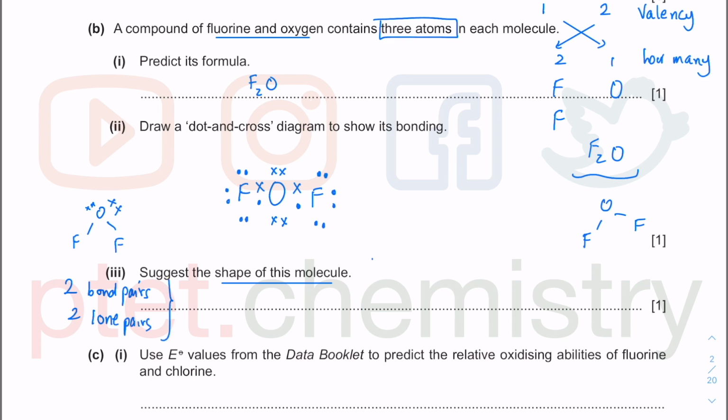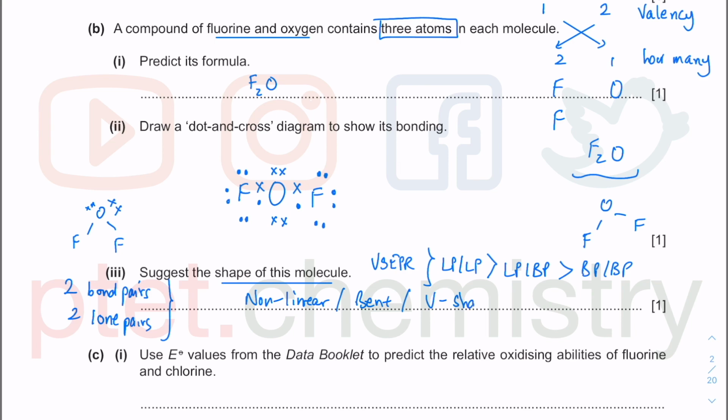So we talk about VSEPR as stated in the AS syllabus. Lone pair will repel more than lone pair, will repel more than bond pair. Overall, you get this shape called nonlinear. And some books will say that this is bent. Some books will say that this is V-shape.